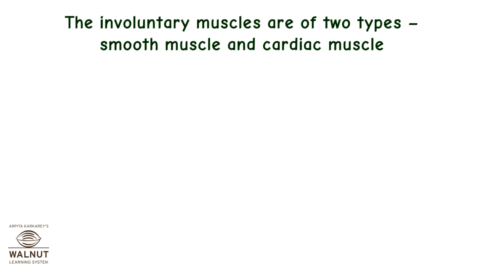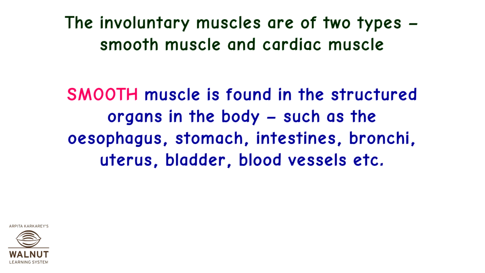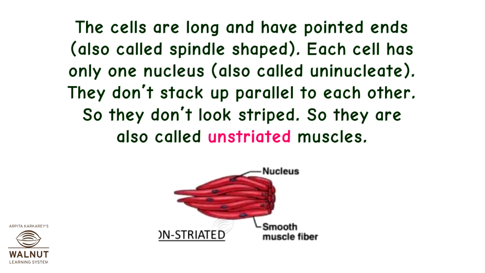The involuntary muscles are of two types, smooth muscle and cardiac muscle. Smooth muscle is found in the structured organs in the body, such as the esophagus, stomach, intestines, bronchi, uterus, bladder, blood vessels, etc. The cells are long and have pointed ends, also called spindle-shaped. Each cell has only one nucleus, also called uninucleate. They don't stack up parallel to each other, so they don't look striped. So, they are also called unstriated muscles.